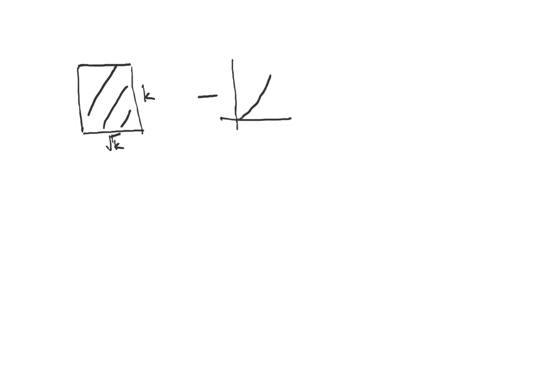You use a rectangle. Here is k, here is root k, and here is k. Take away this part, whereby this is the integral from 0 to root k of x squared dx. So you see k root k minus this is equal to 8 over 3. So this will be much easier.